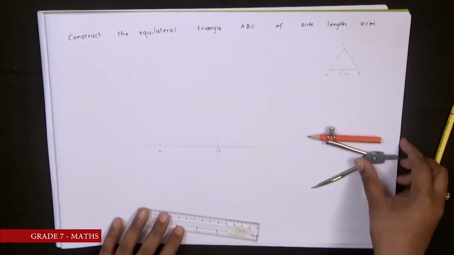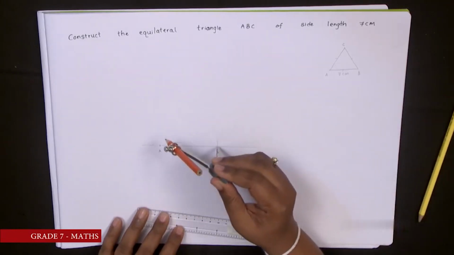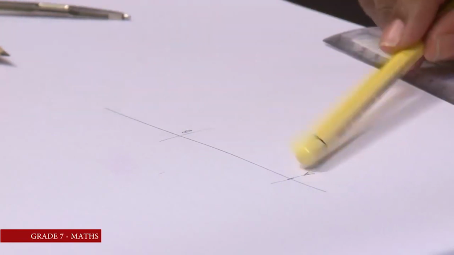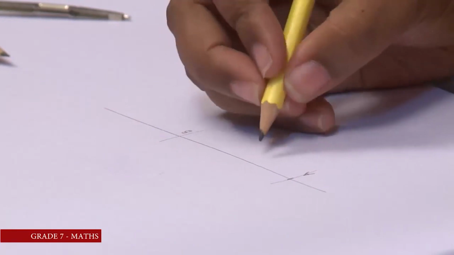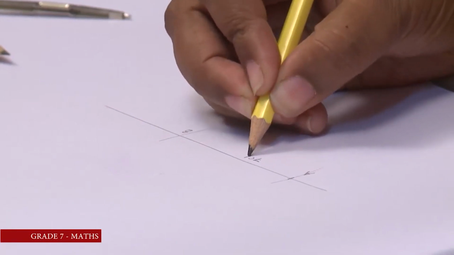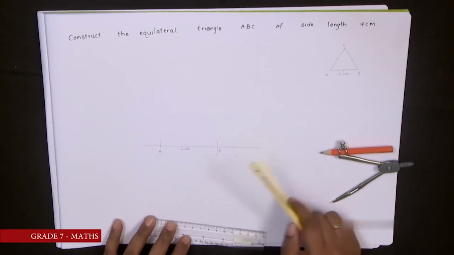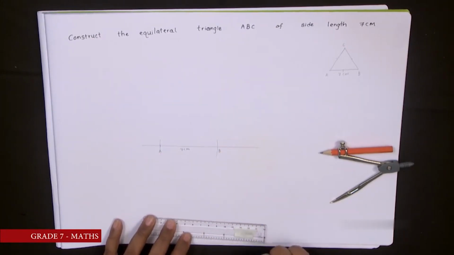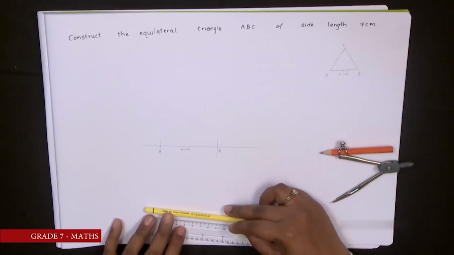So, without changing the distance, I will place my pair of compasses on B and draw an arc to go across the point A. Right. Now, this distance is 7 centimeters. So, at the same time, I am going to mark the length of the straight line segment AB. Right. Now, we have got two vertices of the triangle. Now, we have to find the third one, that is point C.